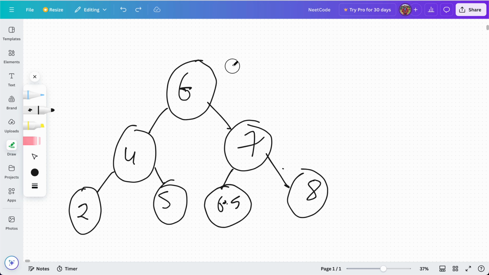Same if Q was here, P is here. Again, same. Q and P are not less than 6. Q and P are not greater than 6. Then return 6 right away.